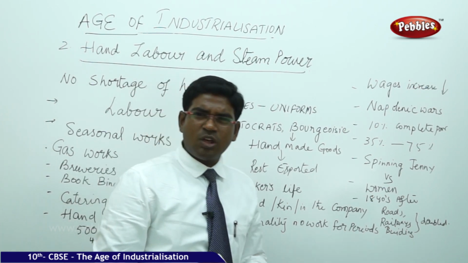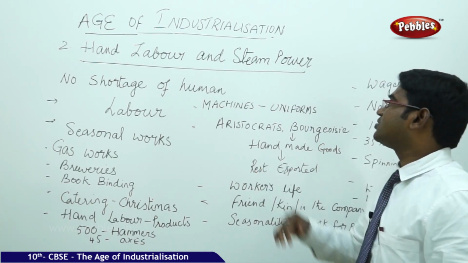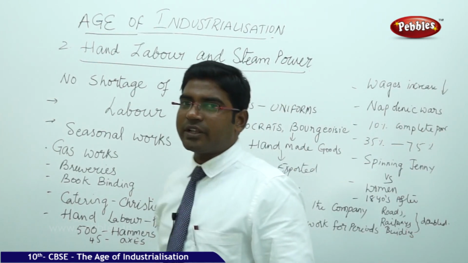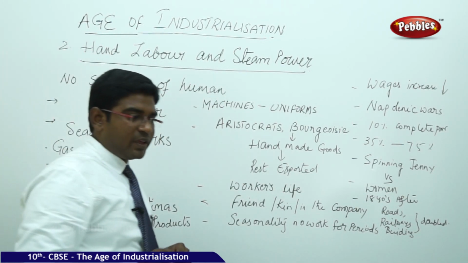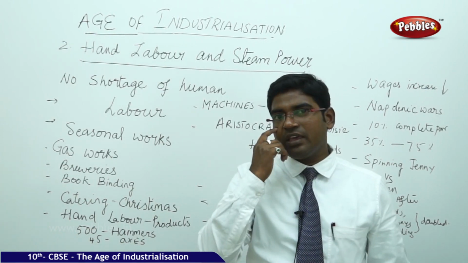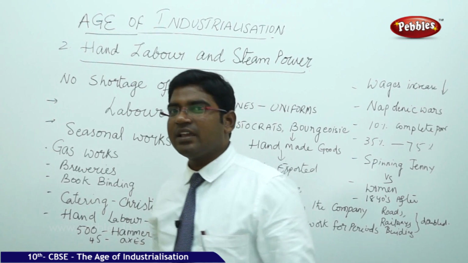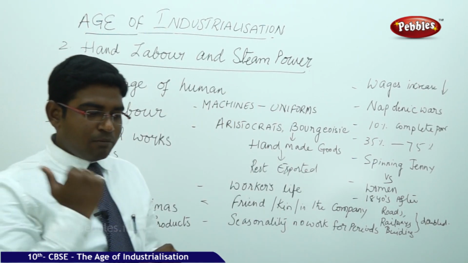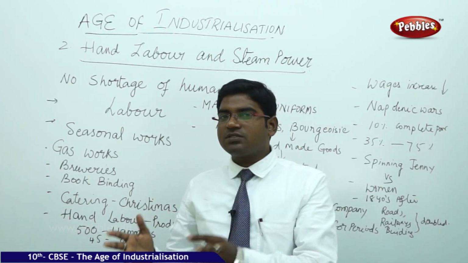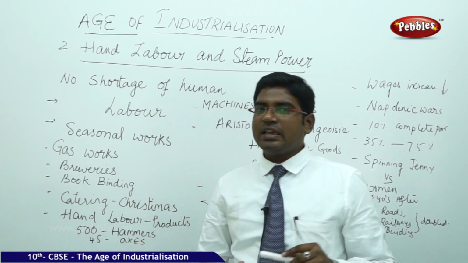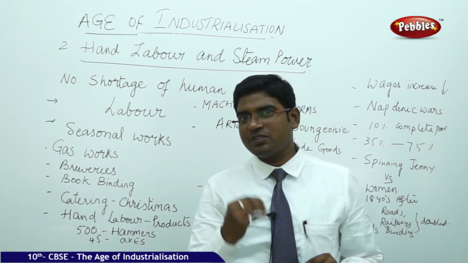So now let's have a brief recap of hand labor and steam power. There was no shortage of hand or human labor during the initial periods of the 18th century and the ending of the 18th century, because the first phase of the 19th century witnessed the failure of agriculture. Most of the people from the villages started to move to the cities in search of a job in order to survive, in order to have a piece of bread.